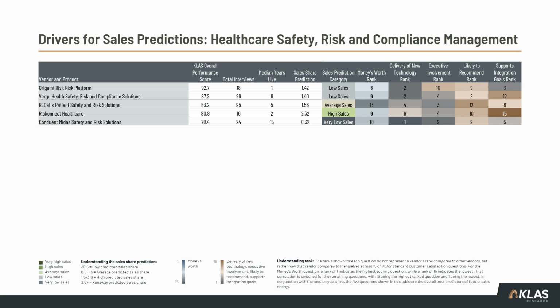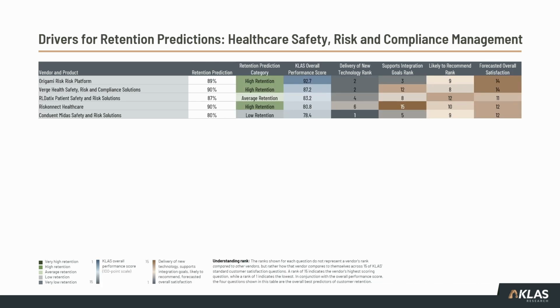Gotcha. So in relationship with their other scores, their integration score is one of the lower ranks, but in comparison to their competitors, they're still providing strong integration for their customers. Yep, that's correct. Gotcha. And then when we look at retention, this one is fairly interesting. So Origami, Verge, and Risk Connect all have high predicted retention from our model.